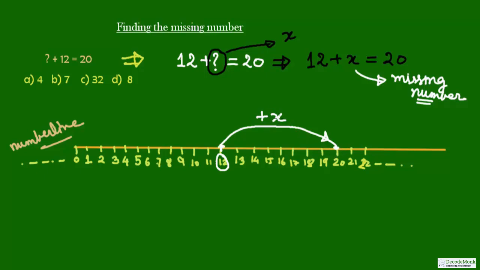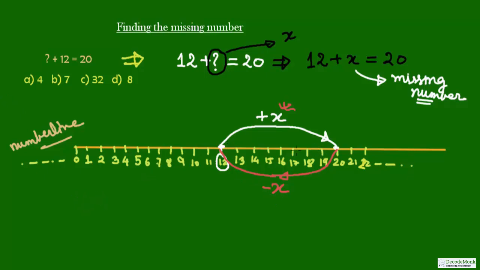Now if 12 plus X equals 20, then definitely you can infer from this figure that you have to move backward from 20 to arrive at 12. So this distance from 12 to 20 is the same. From 12 to 20, you have to add X, and from 20 to 12, you definitely have to subtract X. I hope that you are getting my point, what I am trying to say.